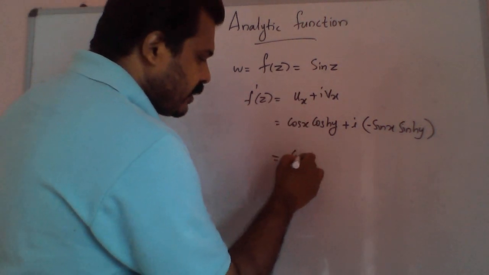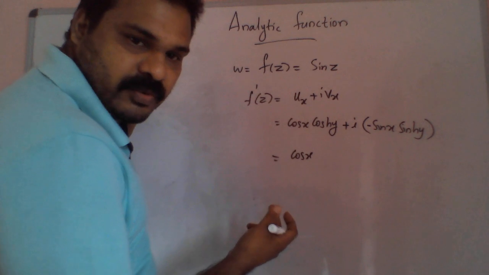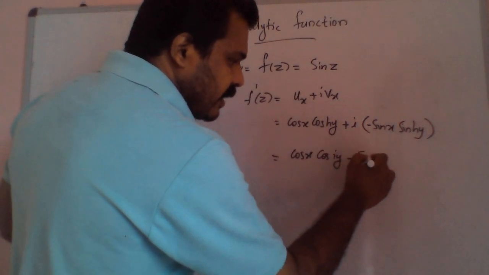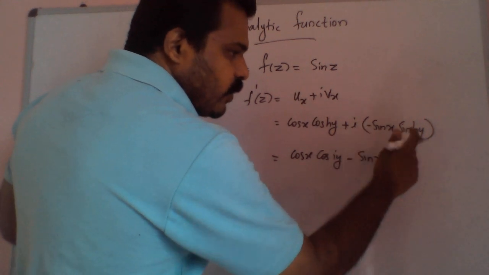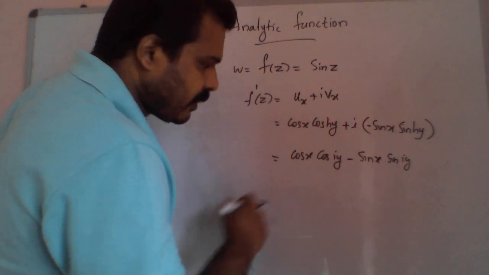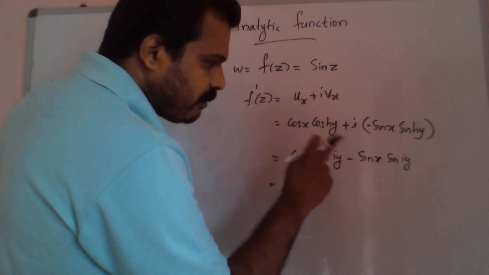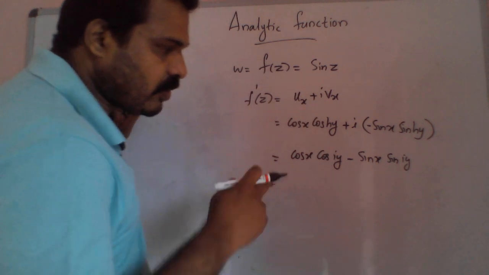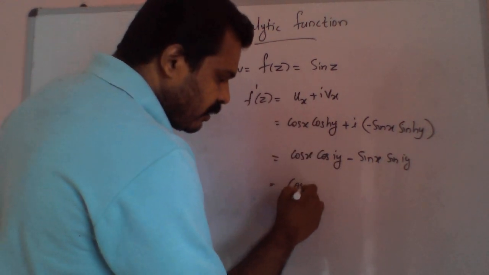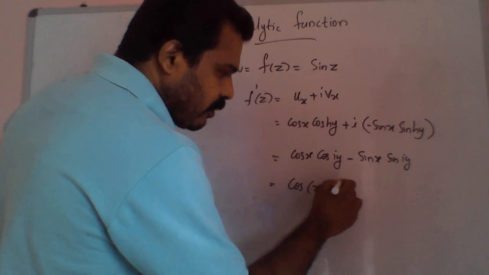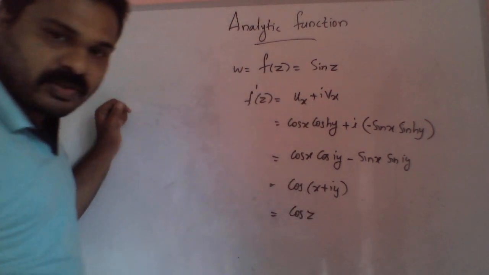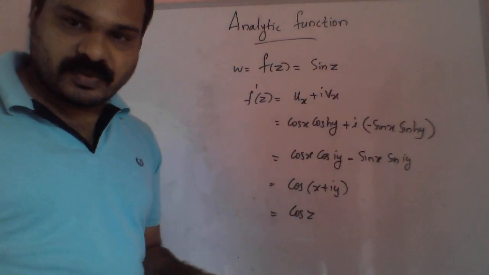So we have cos x cosh y, which is cos x cos iy, minus sin x times i sinh y, which is sin iy. Sin iy is i sinh y. So cos x cos iy minus sin x sin iy. Cos a cos b minus sin a sin b is cos(a plus b). So cos(x plus iy) is cos z. So the derivative of sin z is cos z.